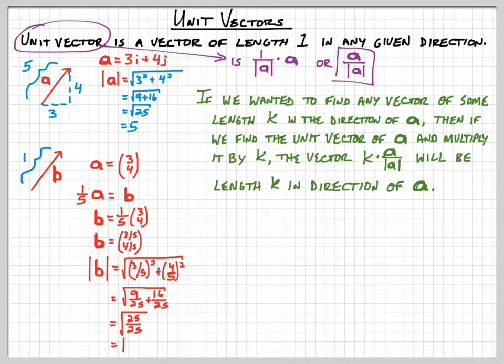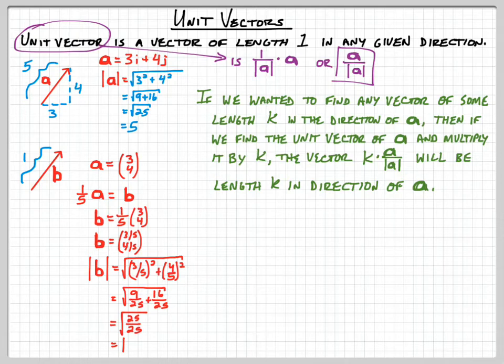So this is a different idea. This is now taking that unit vector and changing the size to a given size that we want. So what we're saying here is we've got some vector A, and we want it to be length k, whatever that is.